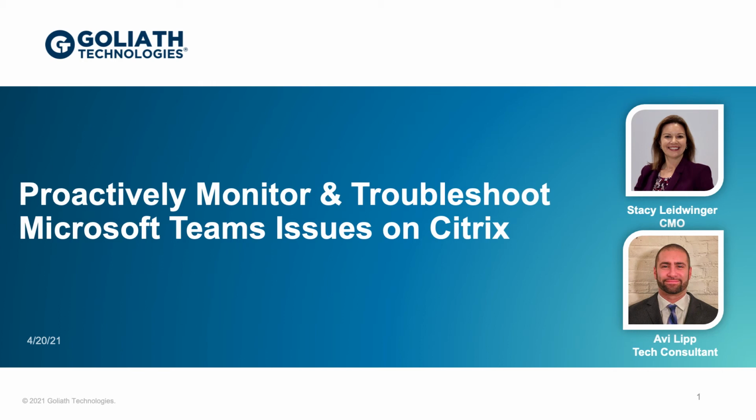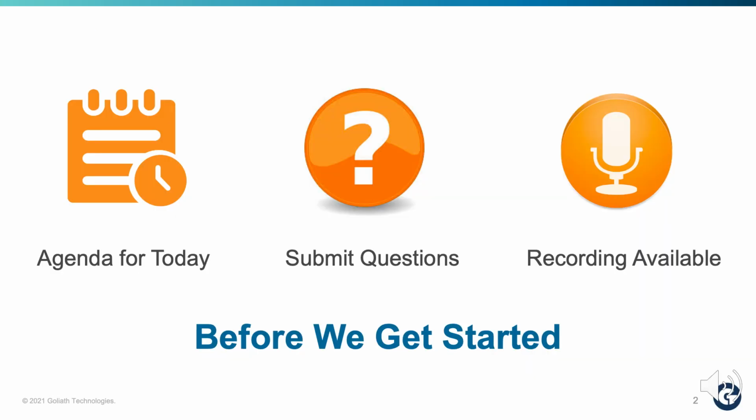So before we jump in, as we wait for people to join, I'd like to do just a little bit of housekeeping. What we're going to do in terms of agenda for today is talk about many of the challenges that we're seeing in the market when we talk to our clients supporting Teams through Citrix virtualized or published desktop. We're going to talk about how you can proactively monitor those issues, as well as isolate root cause when issues do arise, leveraging use cases that we've worked with our clients on. We'll then give a demonstration from Avi on how the technology works. And then we're going to leave plenty of room for questions.